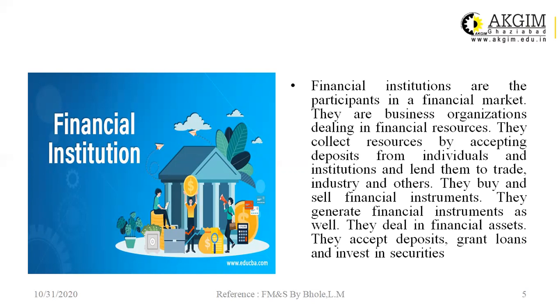Banking institutions mobilize the savings of the people. They provide a mechanism for the smooth exchange of goods and services. They extend credit by lending money. They not only supply credit but also create credit. There are three basic categories of banking institutions: commercial banks, cooperative banks, and development banks.